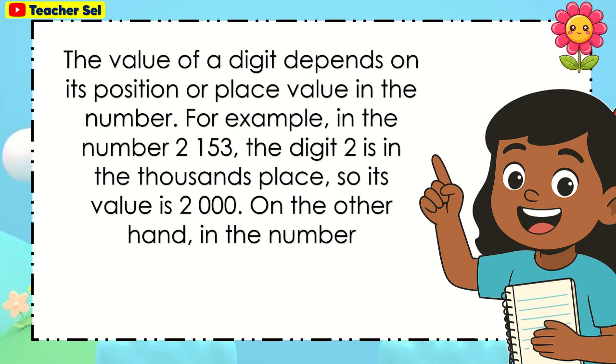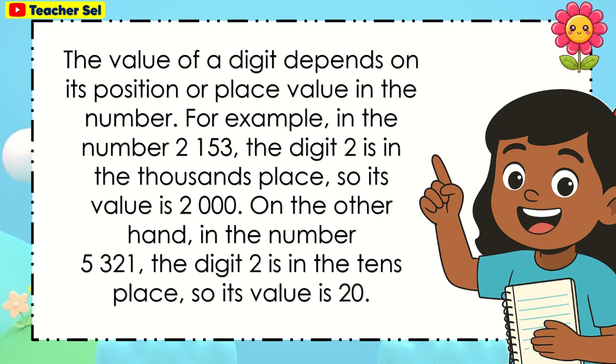The value of a digit depends on its position or place value in the number. For example, in the number 2,153, the digit 2 is in the thousands place, so its value is 2,000. On the other hand, in the number 5,321, the digit 2 is in the tens place, so its value is 20.